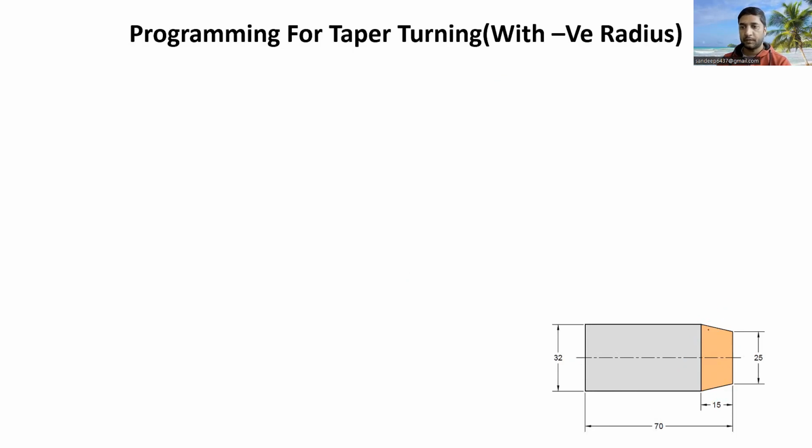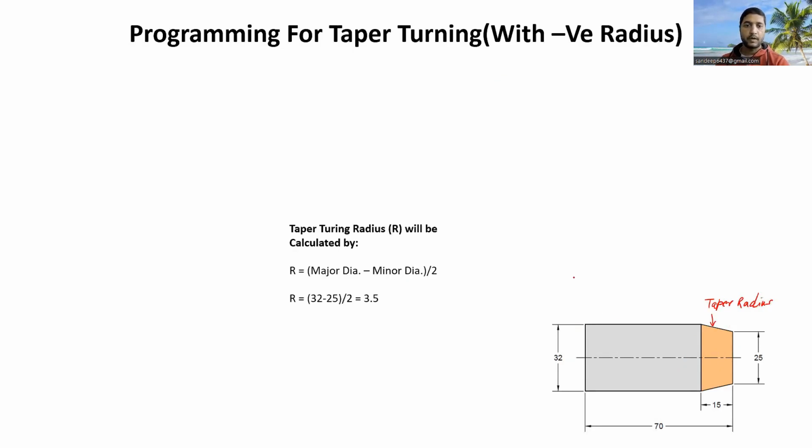So for that we will first calculate this taper radius. That what is the taper radius. In order to find out this taper radius, we have a formula. Taper radius will be calculated by major diameter minus minor diameter divided by 2, and it will be further calculated with this 32 minus 25 divided by 2, which will be equal to 3.5 mm.